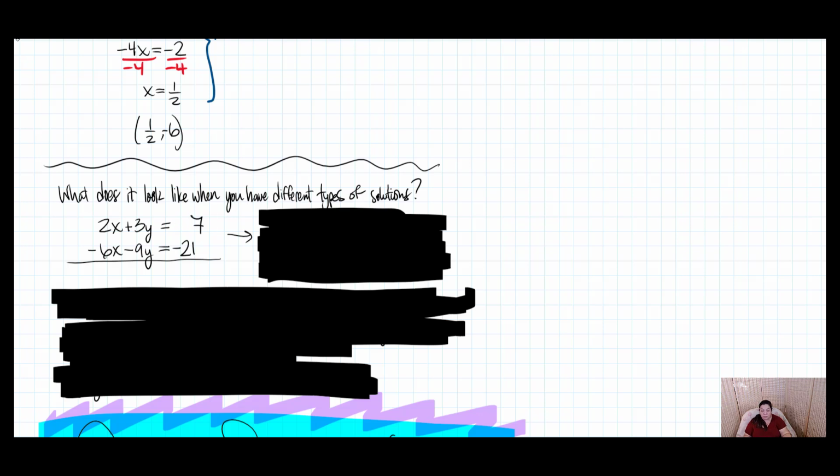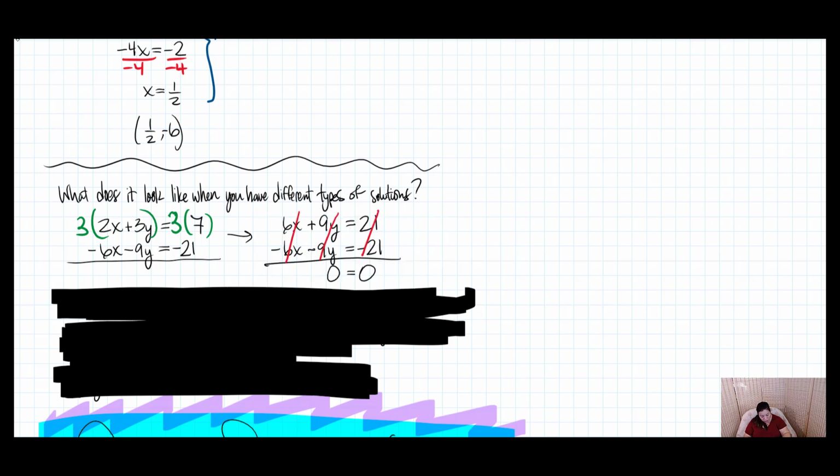So this is your system, and much like the last example, you look at it and you say, okay, well, there's a 2 and a 6 for my x values, and there's a 3 and a 9 for my y values. If I were to multiply that first equation by 3, that's going to end up giving me matching x coefficients to simplify. It might even end up giving me matching y coefficients. So let's see what it looks like.